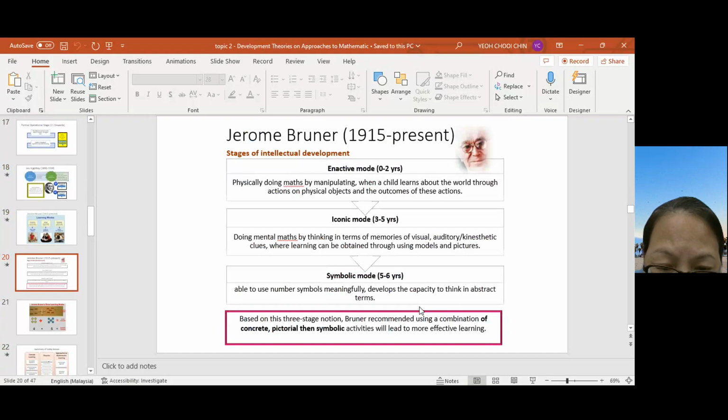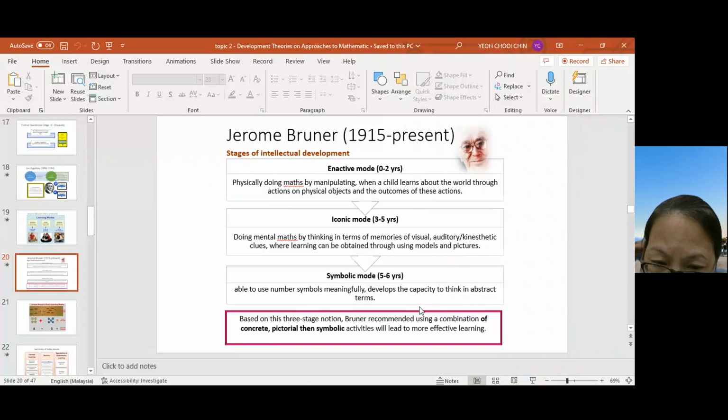Symbolic, 5 to 6 years. For Jerome Bruner symbolic is 5 to 6, whereas symbolic for Jean Piaget is 2 to 7 years old, but 5 to 6 is inside 2 to 7. Of course, the symbolic part is more on the later part. The beginning part is they learn to know. After that, they ask a lot of questions and they follow. Able to use number symbols meaningfully develops the capacity to think in the abstract. That's what Jerome Bruner says.